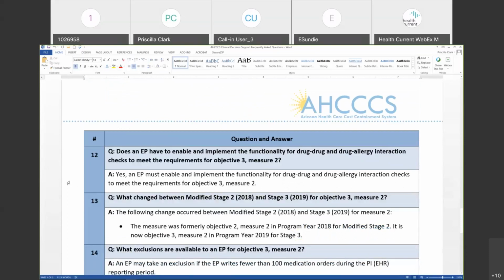Question 12, does an EP have to enable and implement the functionality for drug-drug and drug-allergy interaction checks to meet the requirements for Objective 3, Measure 2? The answer is yes. An EP must enable and implement the functionality for drug-drug and drug-allergy interaction checks to meet the requirements.